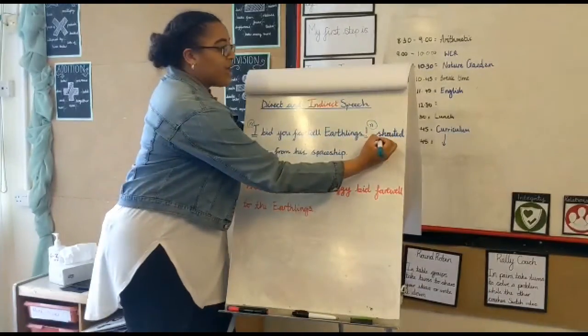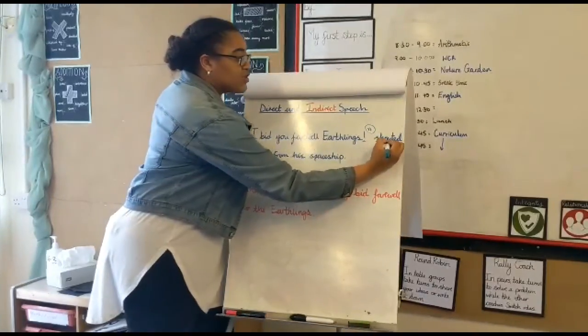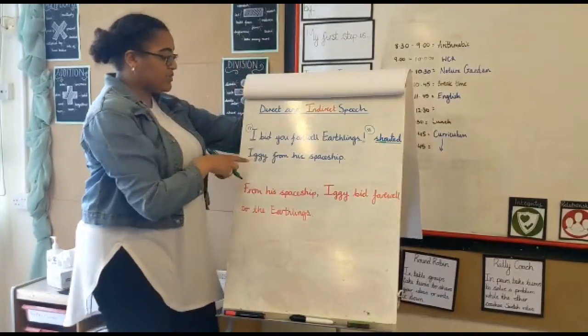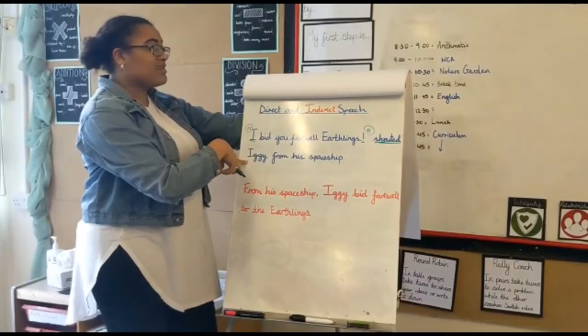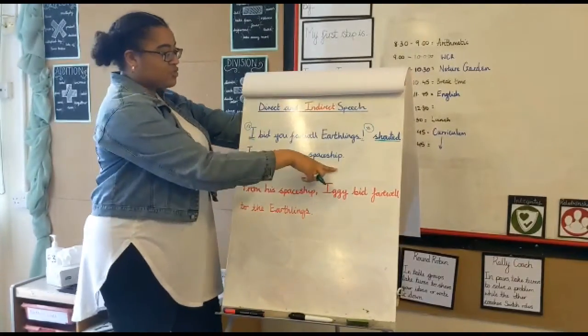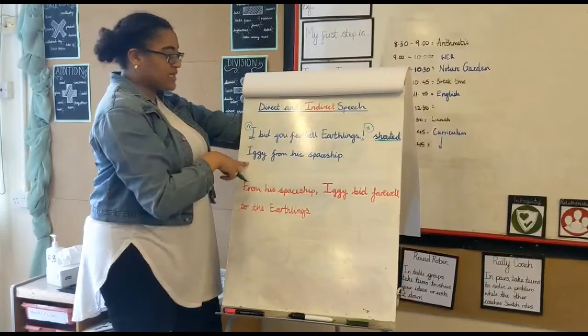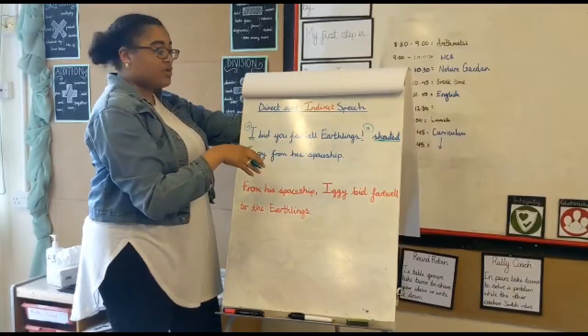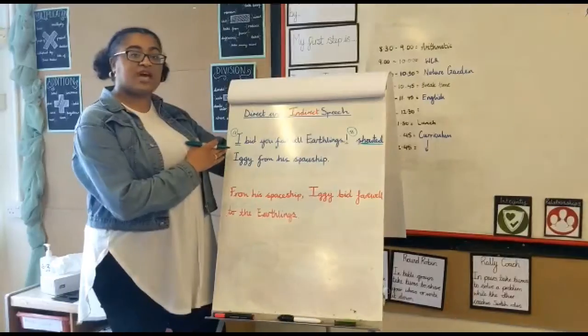Then I have my speech verb, which is shouted, which tells us how the speaker, in this case Iggy, is saying the speech. And then at the end I've just got this small bit of information that tells us who is speaking and a bit more information about them. Okay, so I've highlighted the features of the direct speech.